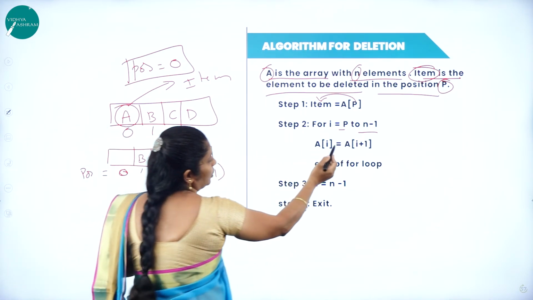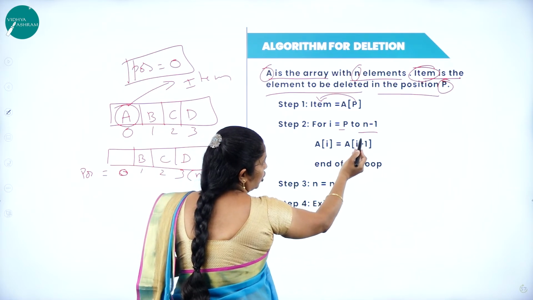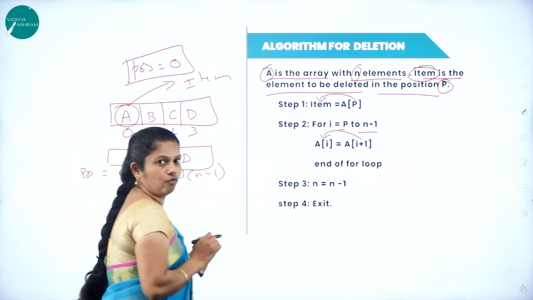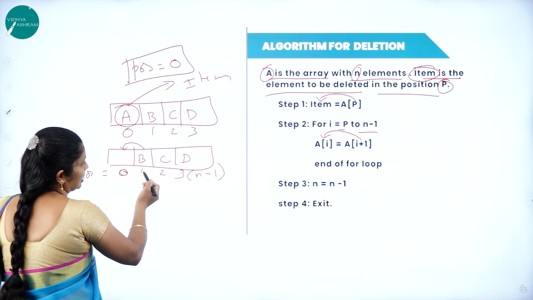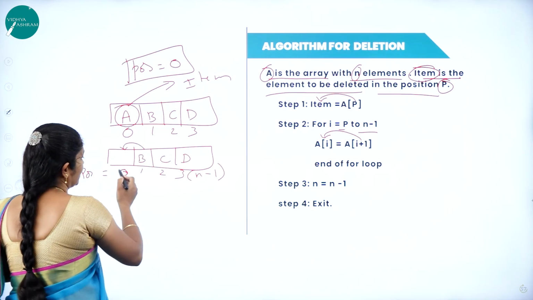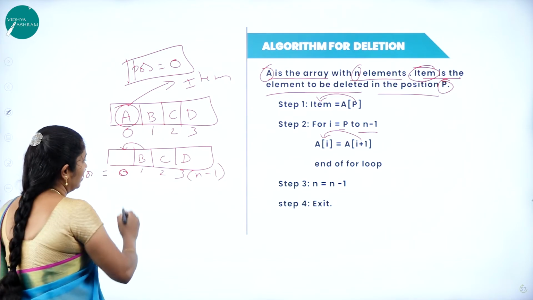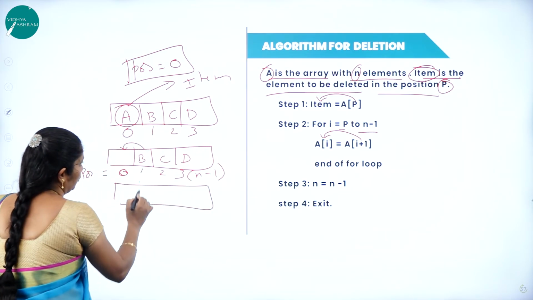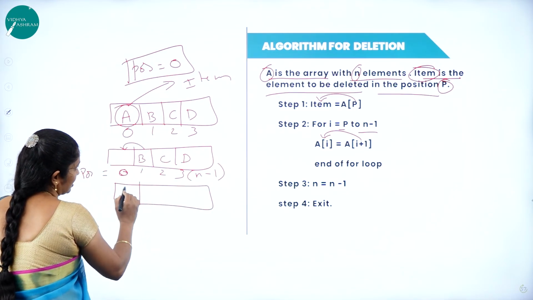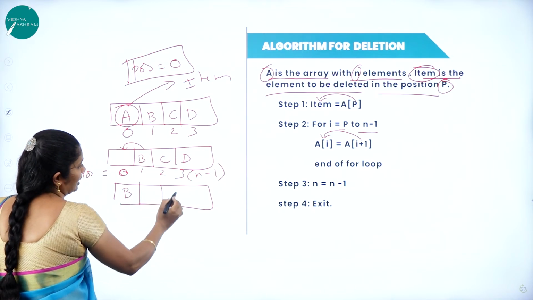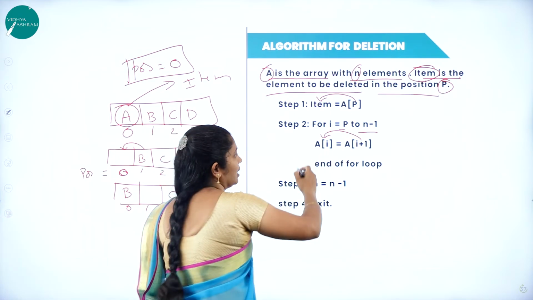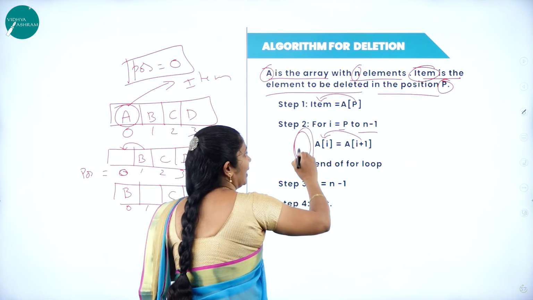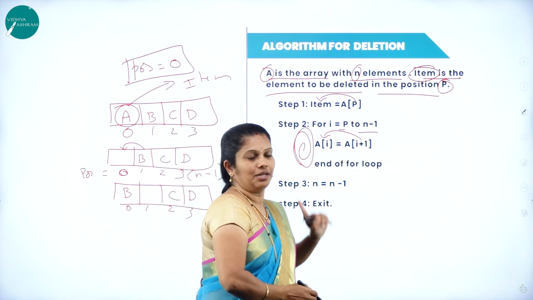Now what we have to do? 0 plus 1. A of 0 plus 1 we have to move to A of I. Whatever element position this is, it represents position plus 1, that is I plus 1. Then in the next phase, we will shift this B to the first place. Then this place is free, C and then D. 0, 1, 2, 3. Like this, the process will repeat again and again till the last element.